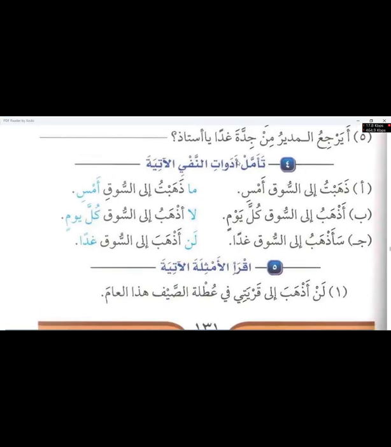Miss Satya, read this. Assalamu alaikum, sir. Sahabtu ila suki amsi. Ma sahabtu ila suki amsi. Yes. Ashabu ila suki kul yawmin. La ashabu ila suki kul yawmin. Sa ashabu ila suki gadan. Lan ashabu ila suki gadan.